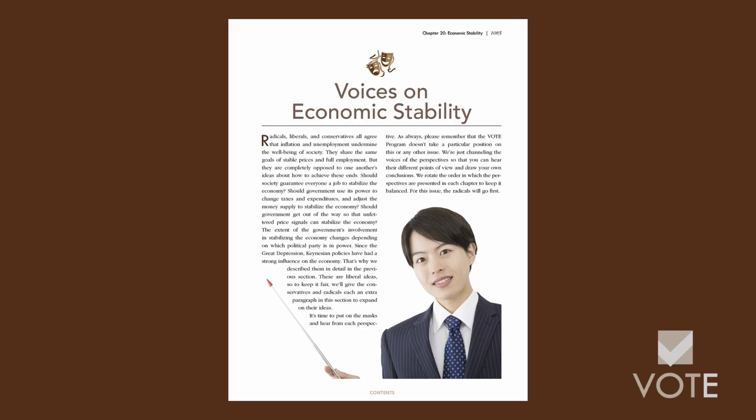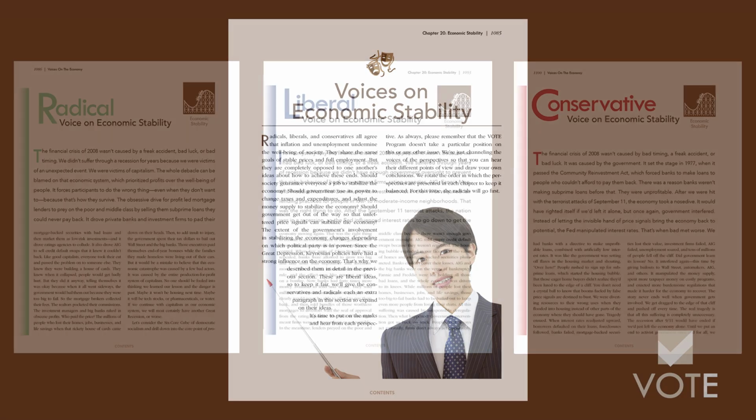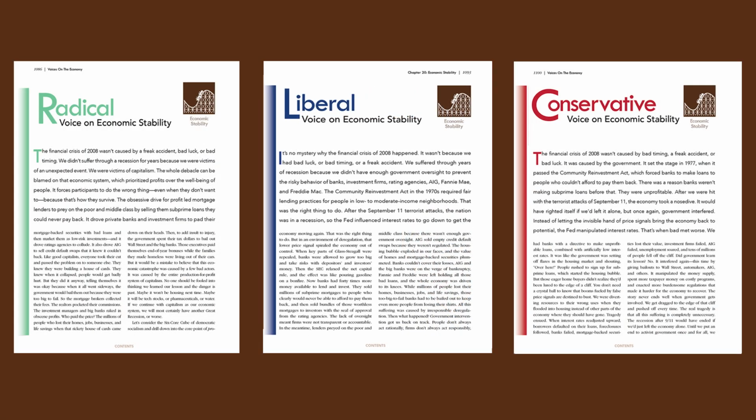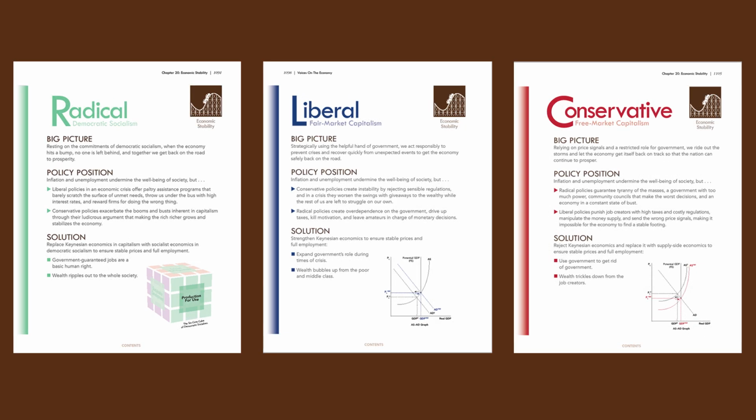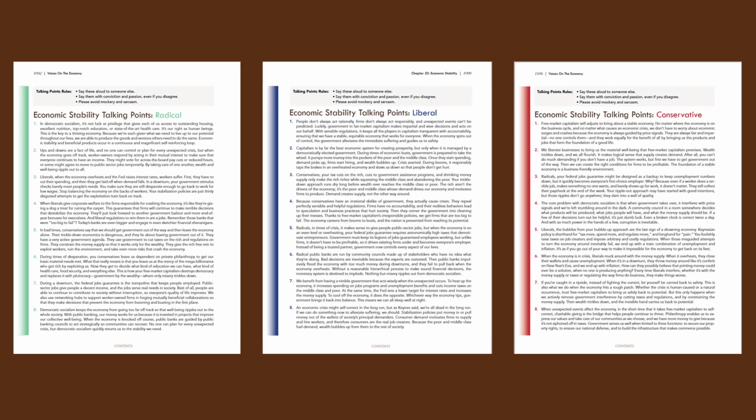With all of this under your belt, you're now ready to experience the beating heart of the VOTE program, the voices. In rotating order, you'll read first-person monologues from the radical, liberal, and conservative perspectives. It's like you're hearing someone with that point of view talk to you about the issue you just learned about. After each monologue, you'll find a summary page for quick review. And the last part of the voices includes 8 talking points. These are statements meant to be read out loud.